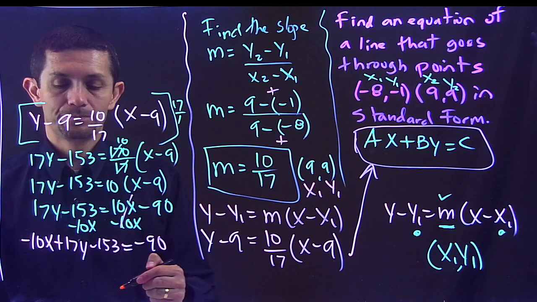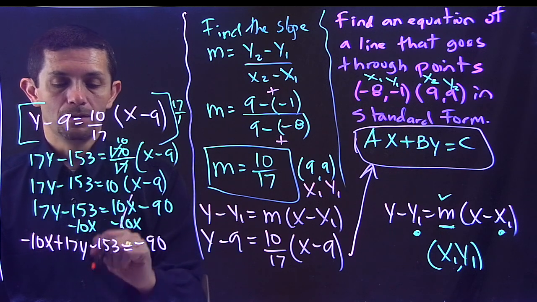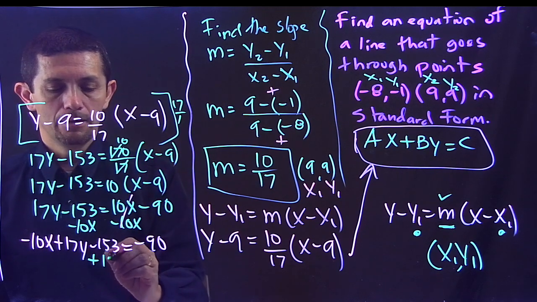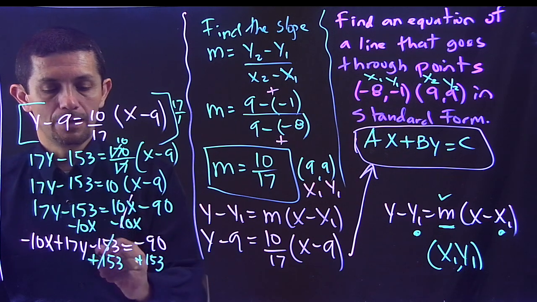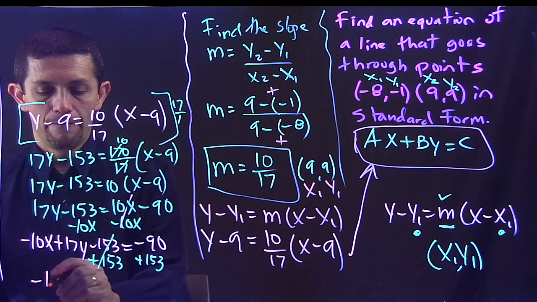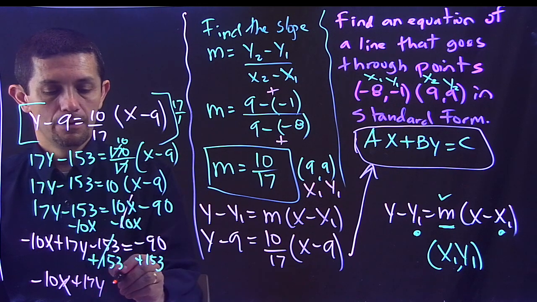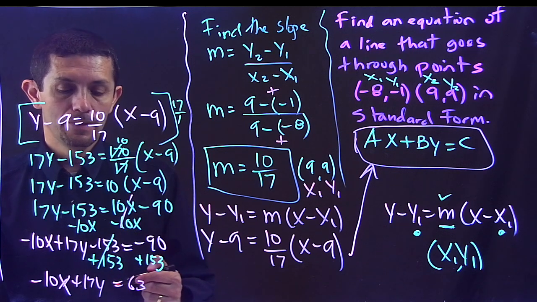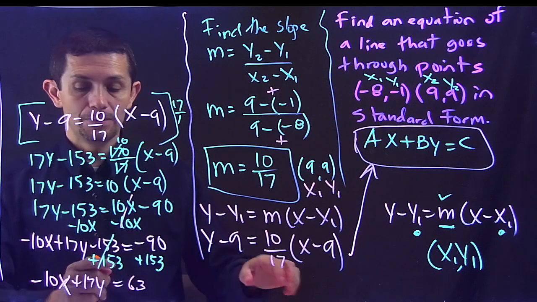Wow, big process. And I'm getting closer. I have x and y on one side, but I don't want them with that 153. How can I cancel the 153? I gotta add 153, so that's gonna cancel out. And I'm gonna have negative 10x plus 17y equals, that's gonna give me 63. Okay, almost done. I have x and y on one side.